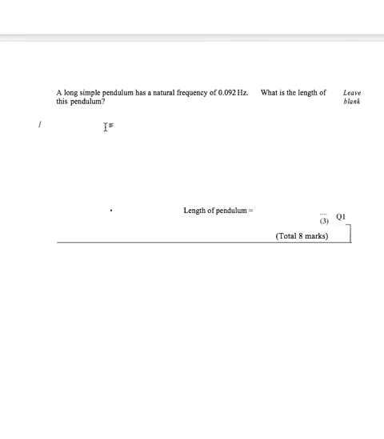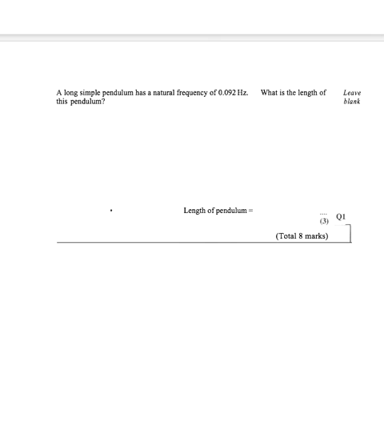And then finally, a long simple pendulum has a natural frequency of 0.092 Hertz. What that means is if you set it in motion, that's the frequency. If you just start it and let it go, it will naturally oscillate with that frequency. What is the length of the pendulum?